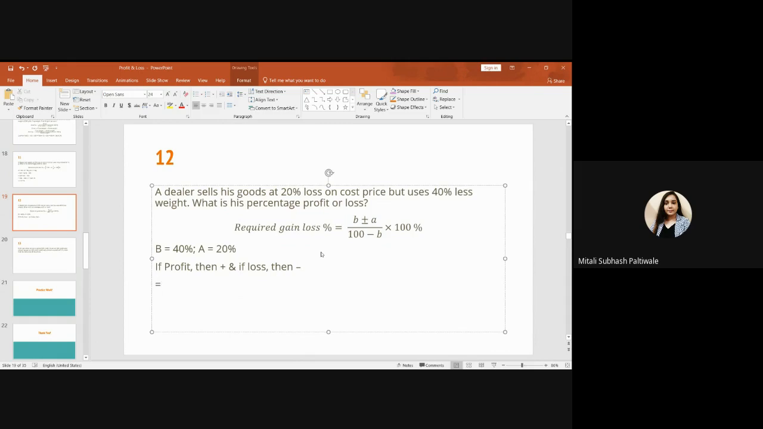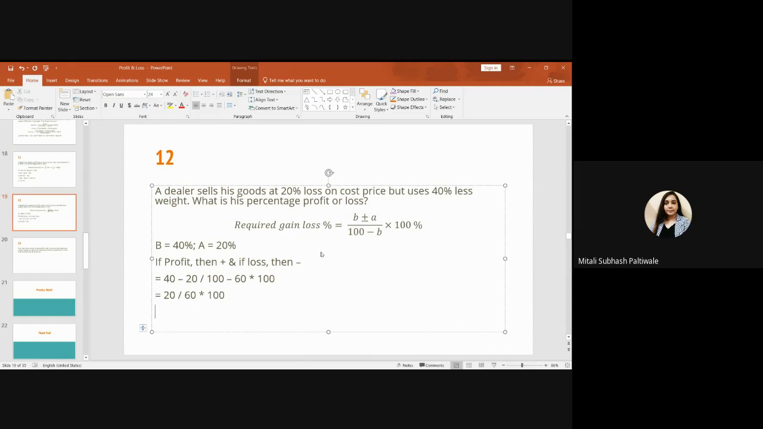Okay, so our formula will become B, B was 40, minus 20 by 80. Sorry, really sorry. 100 minus 60, which is multiplied with 100. Now, this is equal to 20 by 60 into, here, 100 by 3, which is equal to 33 into 1 by 3%. That's it.